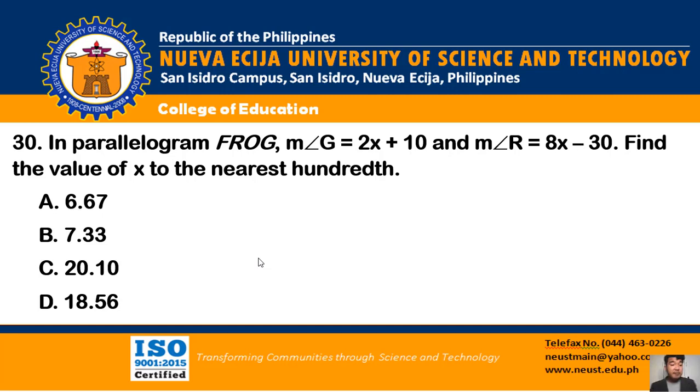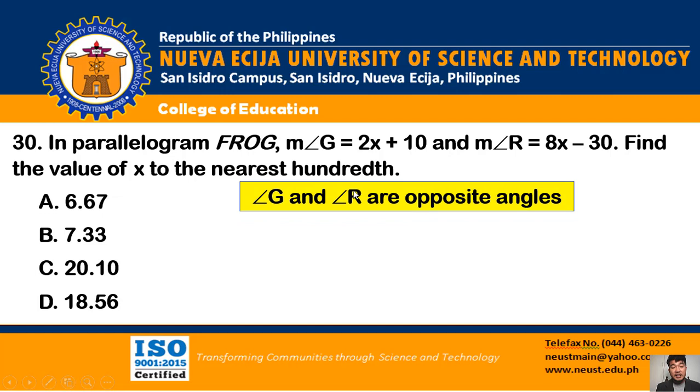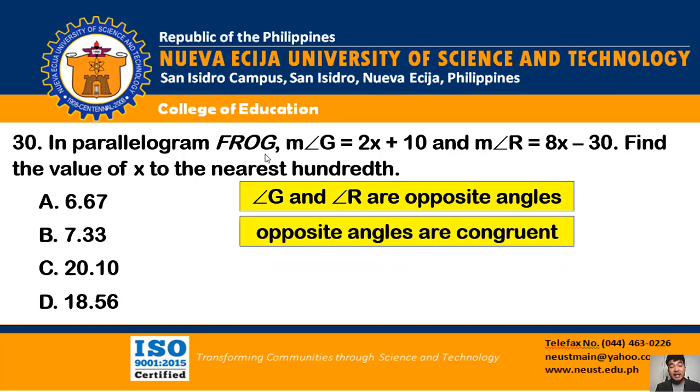Number 30. In parallelogram FRAG, measure of angle G is 2x plus 10 and measure of angle R is 8x minus 30. Find the value of x to the nearest hundredth. As you can see here, angle G and angle R are opposite angles. They are non-consecutive letters in the parallelogram FRAG. So that means they are opposite angles. And opposite angles of a parallelogram are congruent.